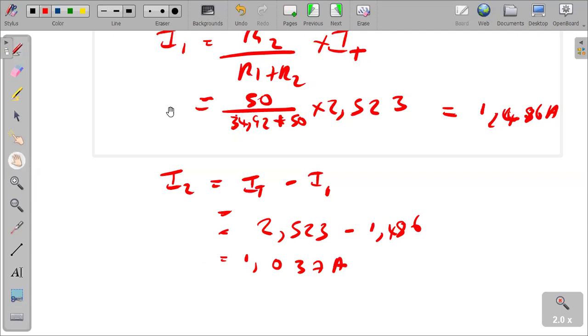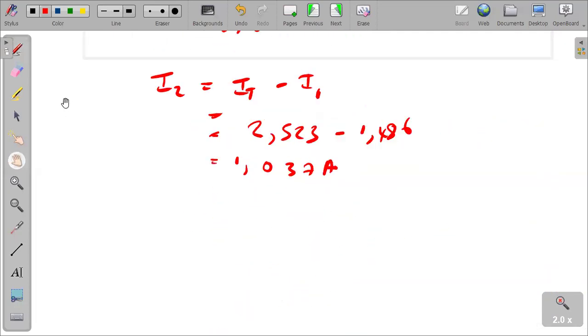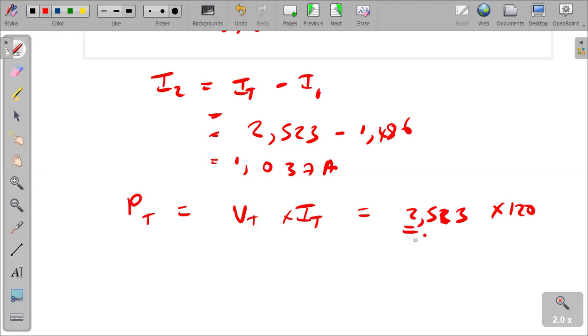Now the next question was saying, calculate the total power consumed in the circuit. So the total power PT is going to be equal to VT multiplied by I total, as power is the product of voltage and current. So 2.523 multiplied by 120, of course. That will give us 302.76 watts when we punch it correctly. Okay, so that marks the last question.